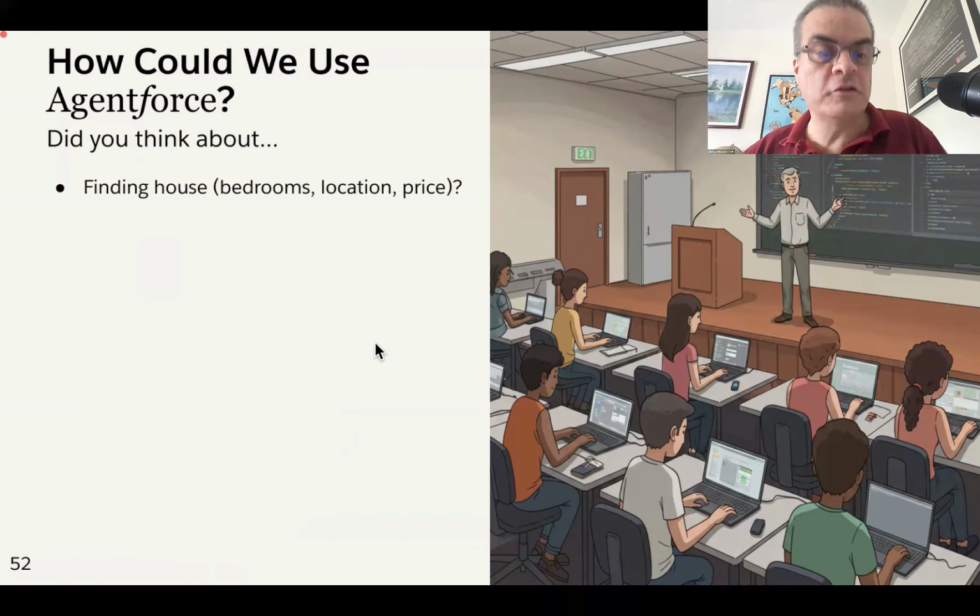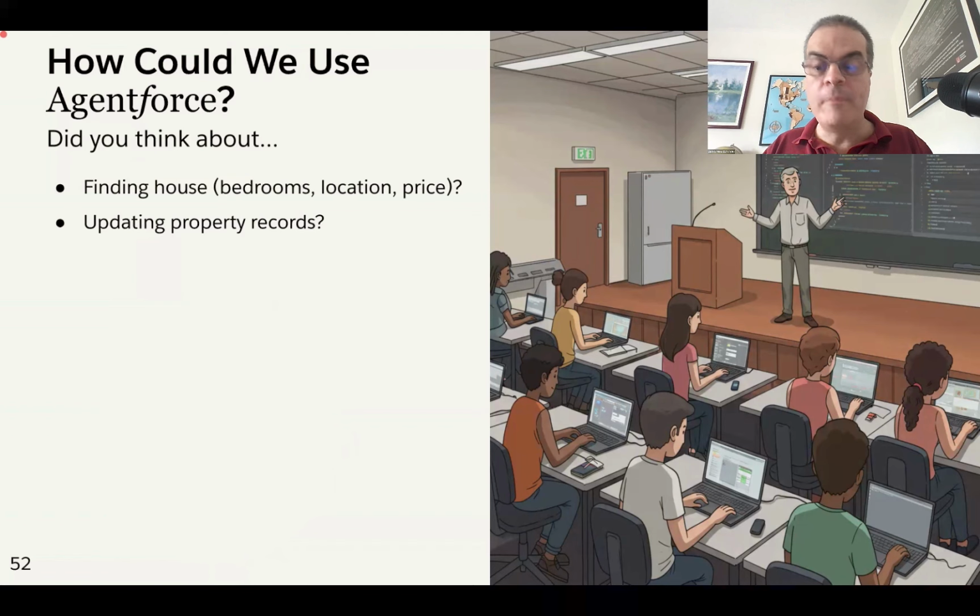Did you think about maybe finding a house? I want to find a house. Maybe I want to find a 3-bedroom house. I want to have one at this particular address. I have $1 million. I want to find a house. Maybe updating it. Okay, the realtor, not the customer, of course, but the realtor goes and says, actually, the price is going up or the price is going down, or maybe it was mistyped. It's actually 4 bedrooms, not 3 bedrooms, or whatever. I don't know.